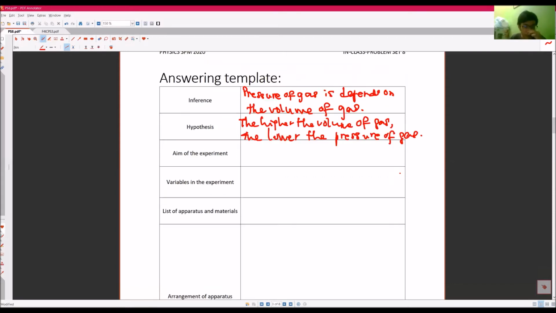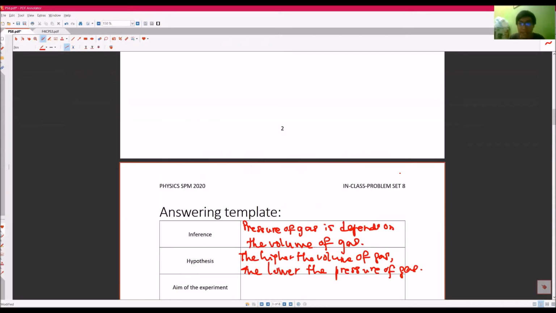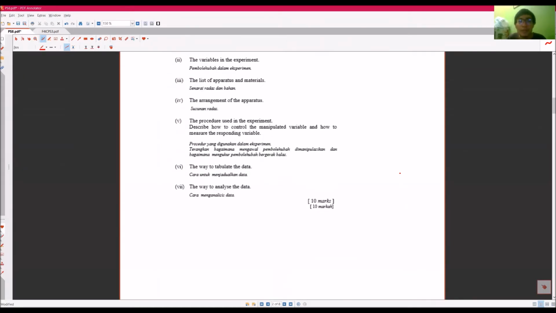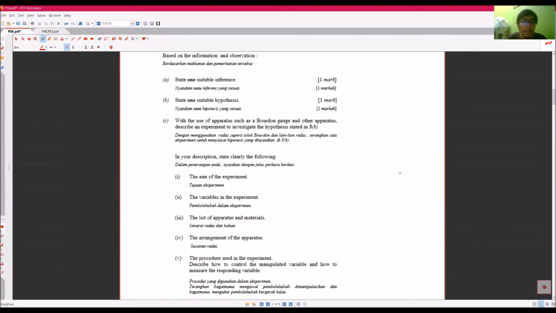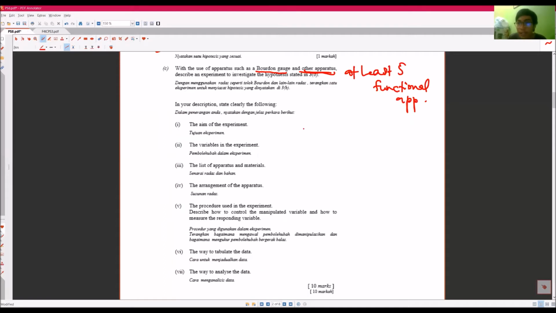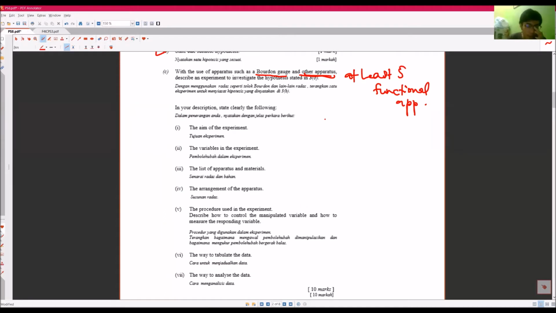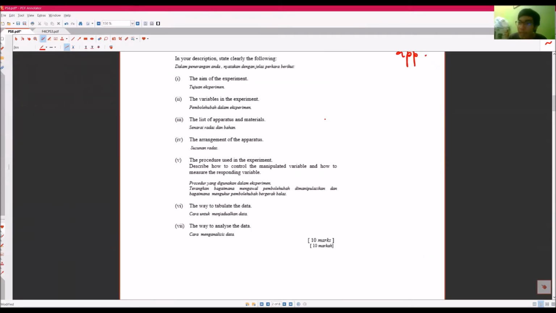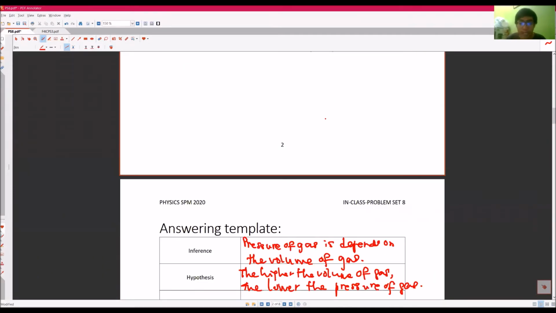Okay, so before we look at the aim of the experiment, let's see what's in question 1 first. We've done A and B. Now let's see C. With the use of apparatus such as Bourdon gauge and other apparatus, we need at least 5 functional apparatus. Describe an experiment to investigate the hypothesis. The question just gives a hint about the Bourdon gauge, so we need to add more, but we already know that it's a Boyle's law experiment.